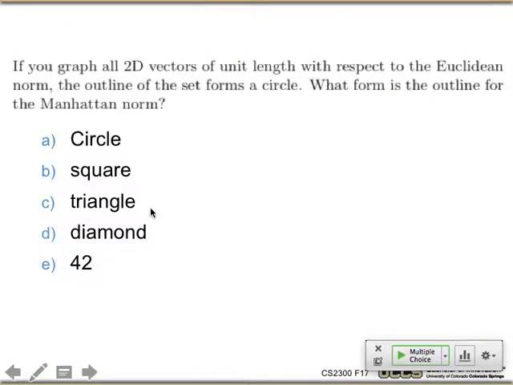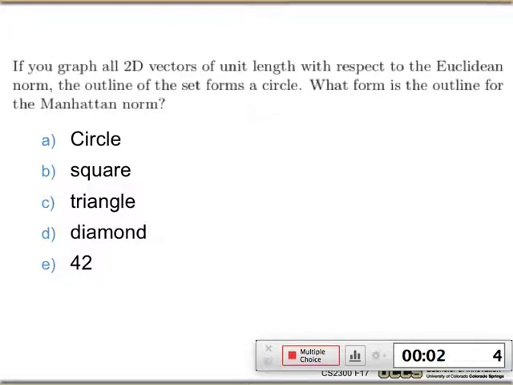Okay, so if you graph all 2D vectors of a unit length with respect to the Euclidean norm, the outline forms a set of circles. What is the form of the outline for the Manhattan norm? This is on your own, and it should be pretty quick. Either you know it or you don't. The Manhattan norm is also called the L1 norm.